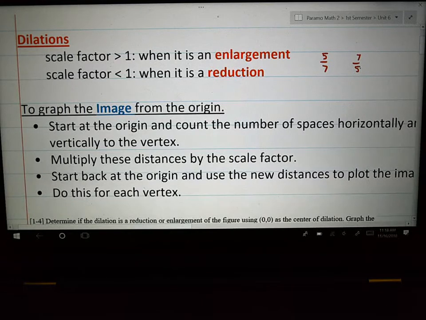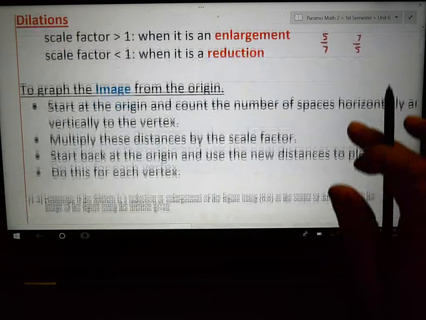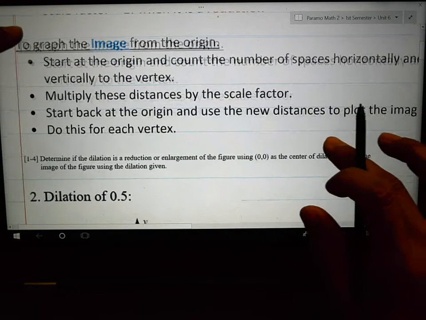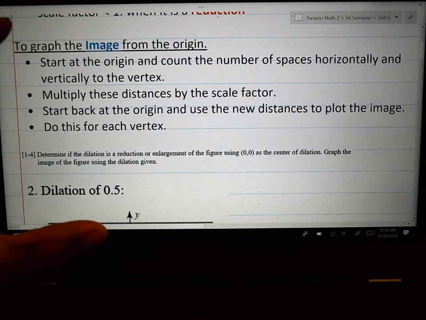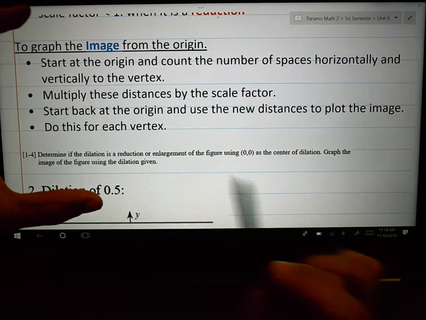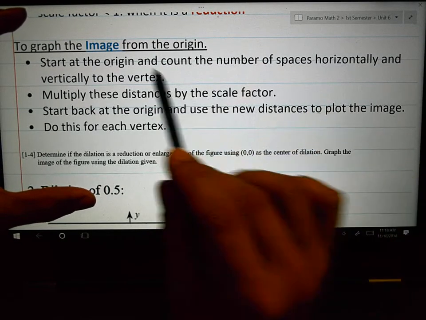If they throw in some fractions, don't freak out about it. Just know if it's less than 1, it's a reduction. If it's greater than 1, it's an enlargement. Now, what they're going to do also is they're going to throw those fractions in your problems, which is going to try to confuse some of you. If you know how we did this in 6.4, it's the same exact thing.